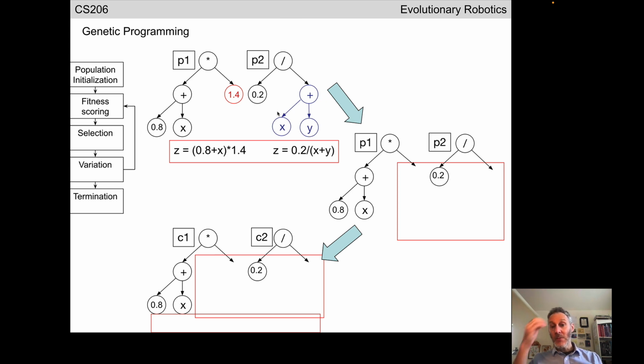We need to make randomly modified copies of these survivors. We could do so through mutation, like we saw before. We could take P1 and make a copy of this tree. This could become C1 over here. And we could then pick some random node in this tree, delete what's inside that node, and reach back into our bag and pull something else out and put it into that node. So we make a local change to the copied tree.